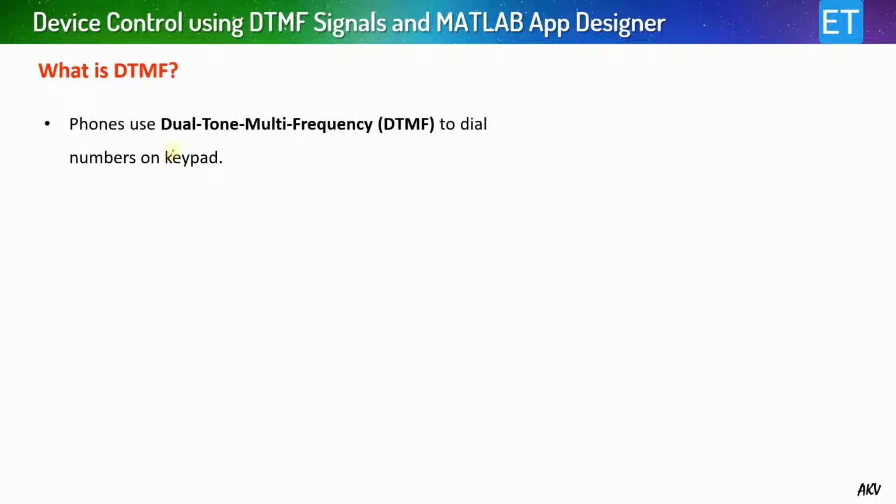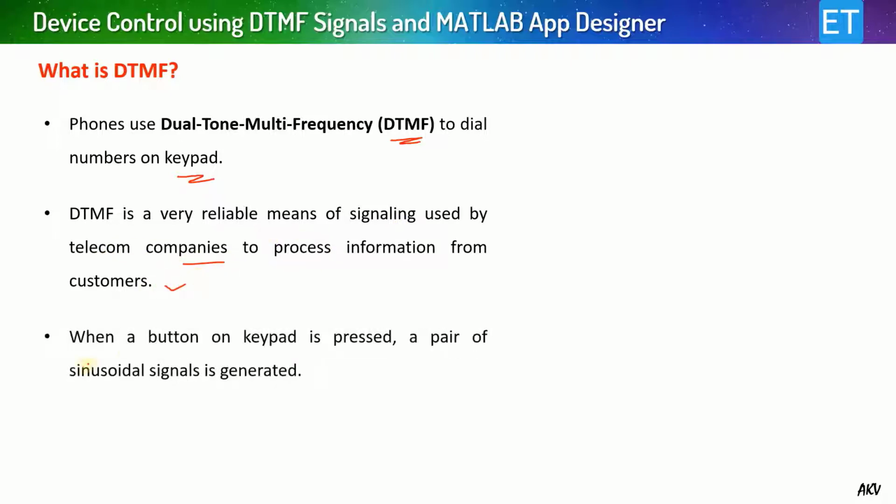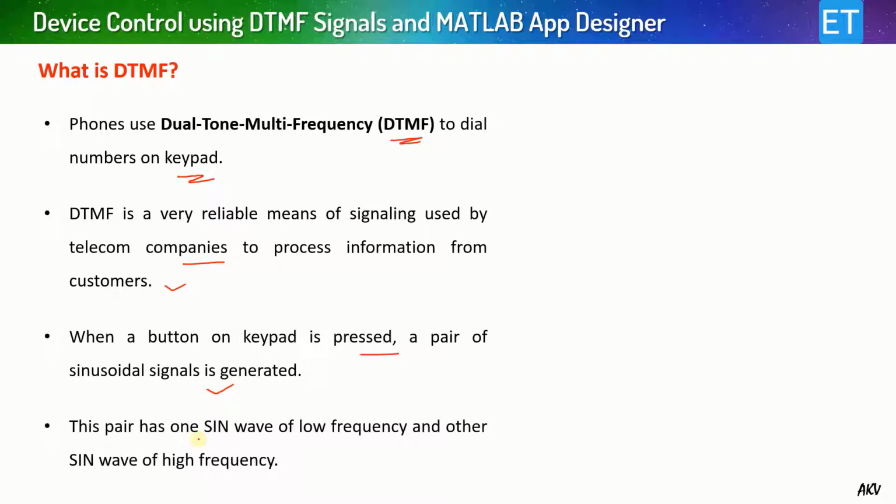So first let's see what DTMF actually is. Phones use dual tone multi-frequency, that is DTMF, to dial the numbers on the keypad. And DTMF is a very reliable means of signaling used by the telecom companies to process information from the customers. When a button on the keypad is pressed, a pair of sinusoidal signals is generated. This pair has one sine wave of low frequency, while the other sine wave is of high frequency.